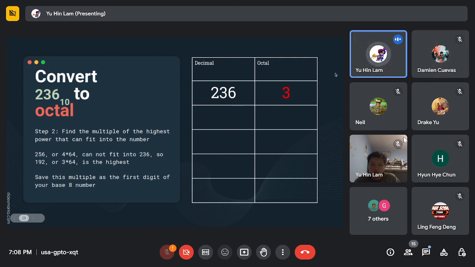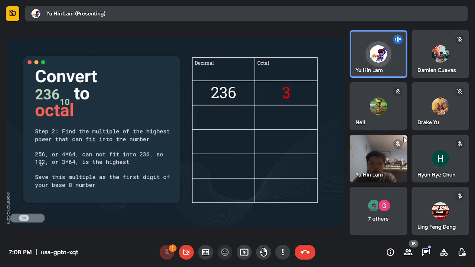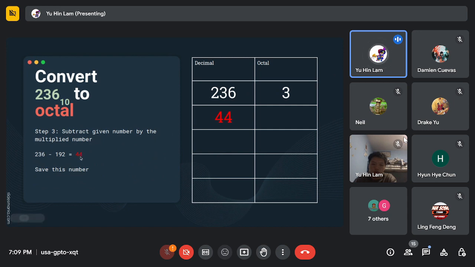So we'll save this multiple as our octal number. And then we'll subtract. Since previously our highest was 3 times 64, this will give us 192. We will subtract our decimal number by the highest multiple, in this case 192. After we subtract it, that'll give us our next decimal number of 44.